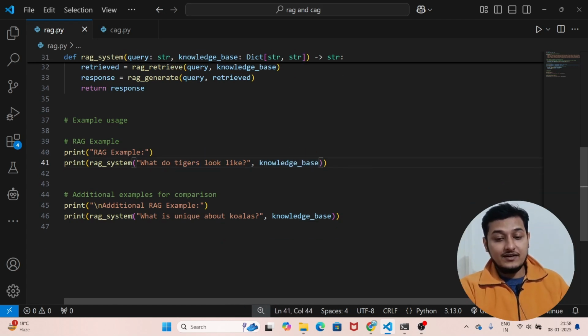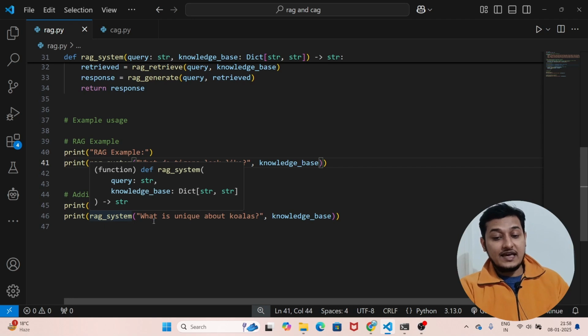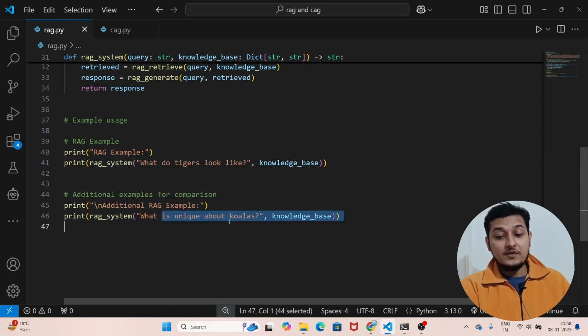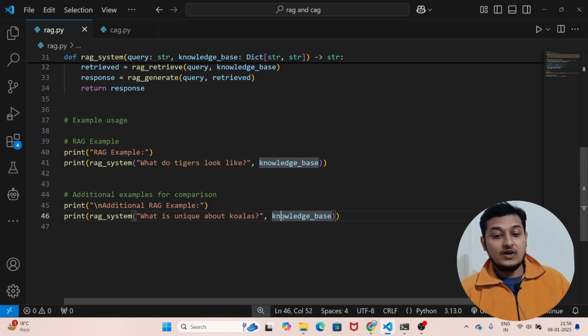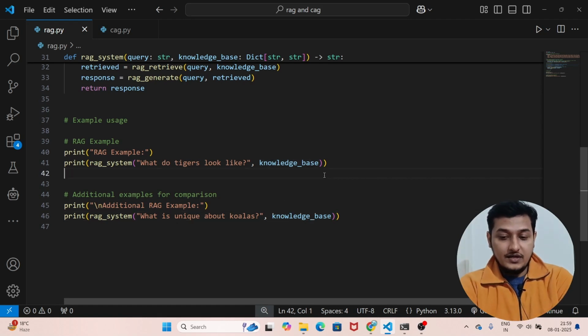And also I am asking another question, like what is unique about koalas? And I am also providing the knowledge base. So what I am doing here is asking the rag system: I have this knowledge base with all the information about the tiger, penguin, and koala. You just give me the information about the tiger and koala. Okay, so now let me run this.